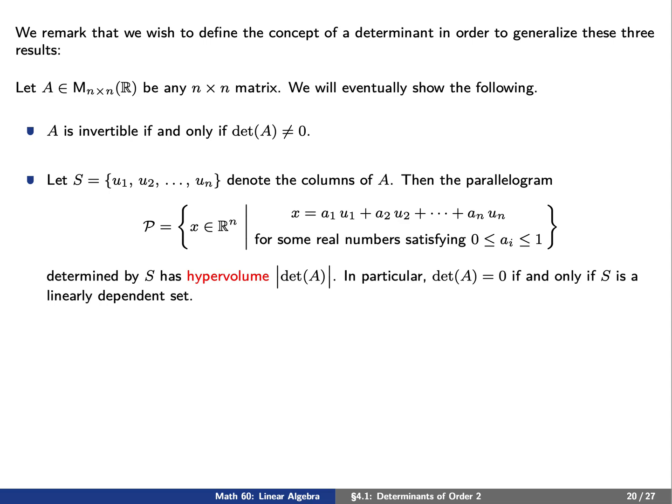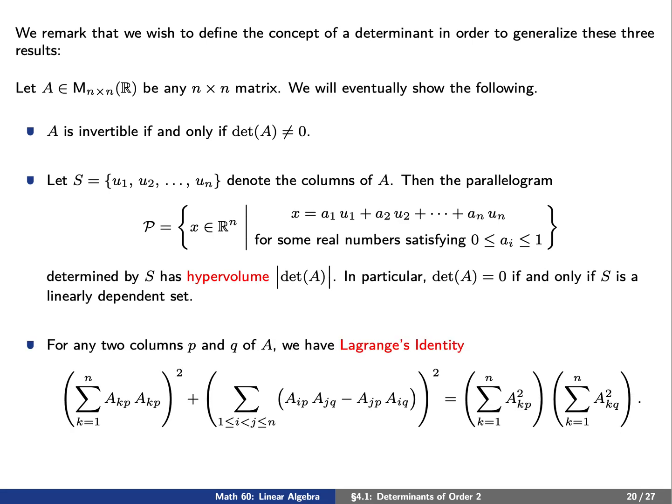Second, let S be the set that consists of the different columns of our matrix A. Then we can form a parallelogram in terms of these columns, and we'll show that the area, really the volume, more generally what we call the hypervolume, is simply the absolute value of the determinant of this matrix A. If and only if, we'll actually show that the determinant is 0 if and only if S itself is a linearly dependent set. And finally, we'll have a slight generalization of Lagrange's identity.